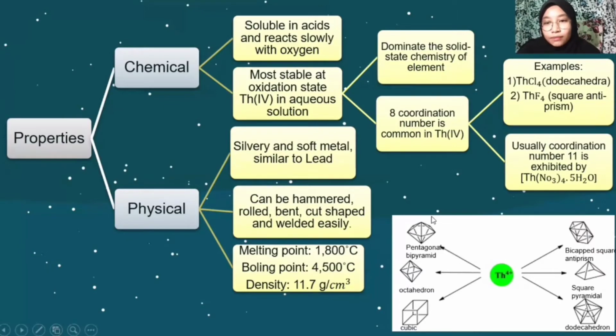Here are examples of geometry in thorium 4. First, pentagonal bipyramid, octahedron, cubic, bicapped square antiprismatic, square pyramidal, and dodecahedron. Okay, I think that's all for me. I will pass to the next presenter.